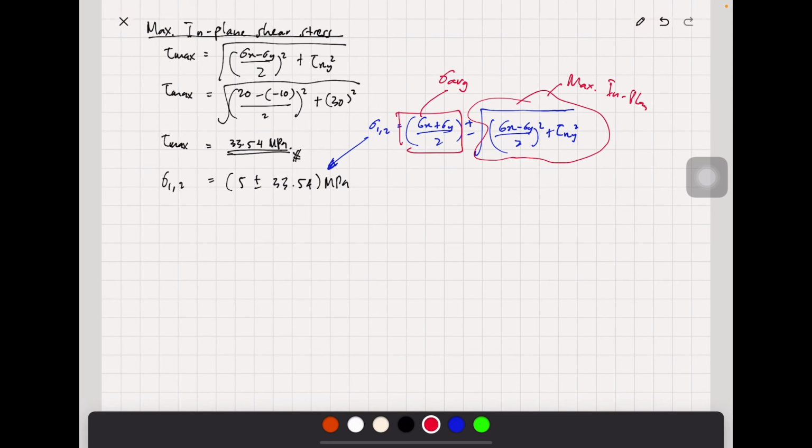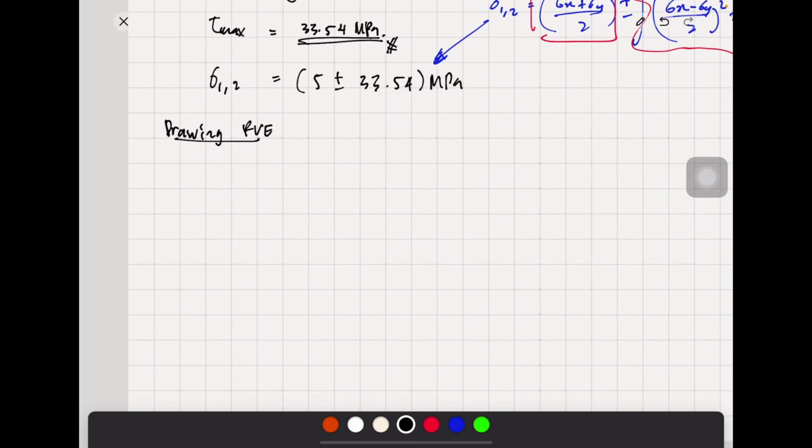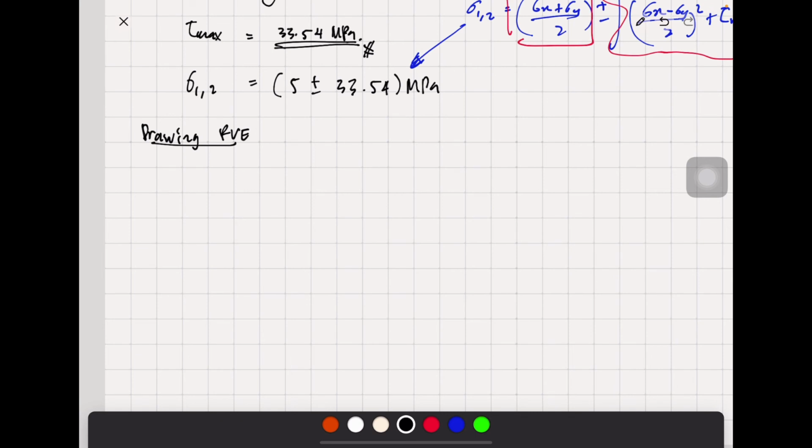Understanding this equation is going to help you in the later part of this chapter, Mohr's circle. So we haven't finished with the maximum in plane shear stress, because the question also asks to draw the RVE, the representative volumetric element. In order to draw a correct RVE, we need to know the angle also, and this is where the formula of tangent 2 theta s is going to be useful, which is negative sigma x minus sigma y over 2 tau xy.